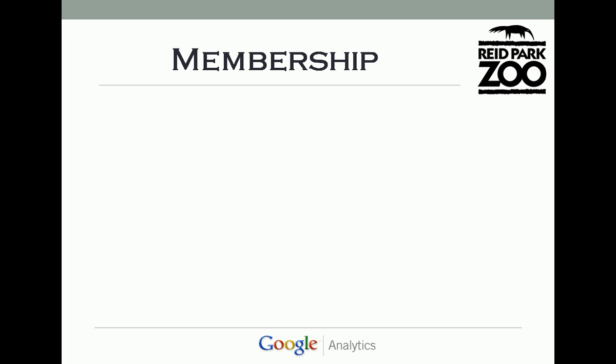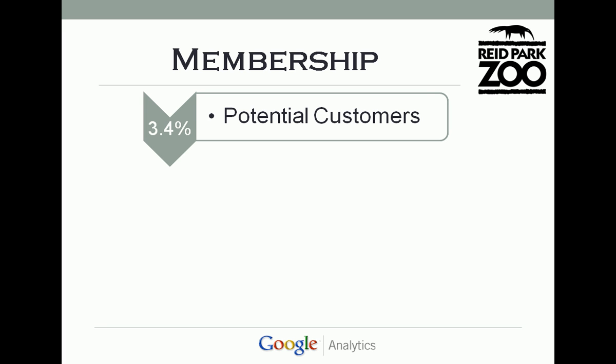Let's focus on the second objective, that is selling of memberships. The goal of the website is to attract more users and make them members of the zoo by offering them online discounts. The website offers various kinds of memberships like platinum membership, gold membership, family and student memberships. Now out of all the users coming on the home page of the website, only 3.4% of the users click on the membership link.